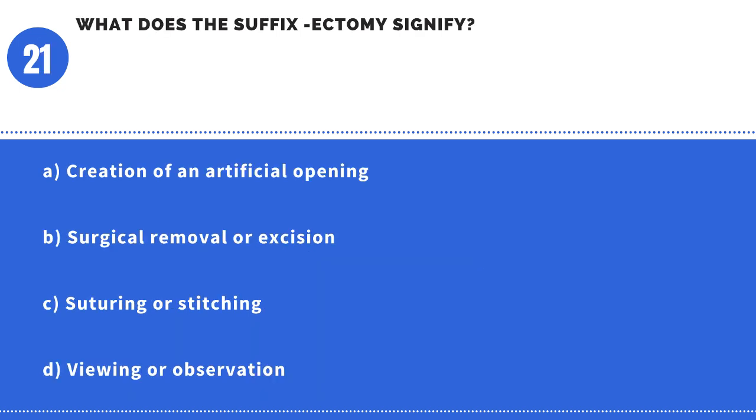Question 21. What does the suffix ectomy signify? A. Creation of an artificial opening. B. Surgical removal or excision. C. Suturing or stitching. D. Viewing or observation.